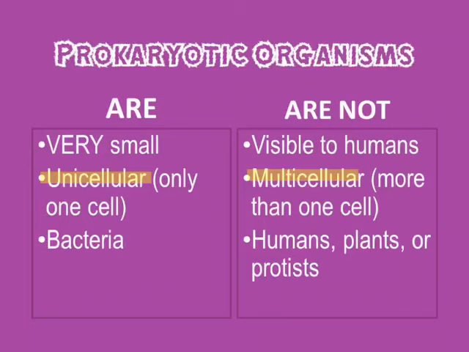Because they're so simple, they're also very small. They're unicellular, which means that the whole living thing is only made of one cell, and they're bacteria. They're not visible to humans because they're so tiny, they're microscopic. They are not multicellular, so humans are multicellular. They're made of more than one cell. Prokaryotic organisms are not humans, plants, or protists, or fungi.